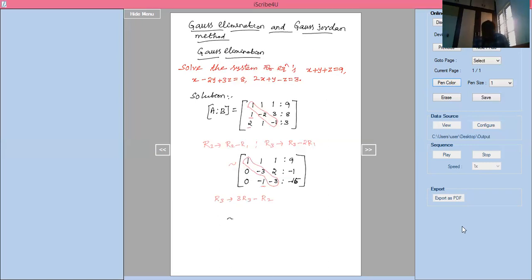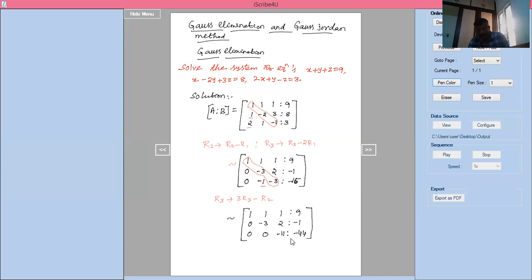Now to simplify this, I'll get 1, 1, 1 | 9. Next one should be 0, -3, 2 | -1. For 3R3, 0: -3 plus 3 should be 0. 3R3 minus R2: -9 minus 2 is nothing but -11, and 3R3 means 45, so 45 plus 1 is nothing but 44. Now we can take these elements and simplify this. This is the elements below the principal diagonal.